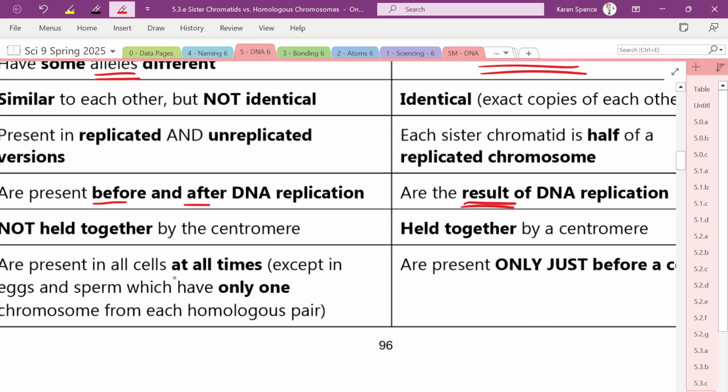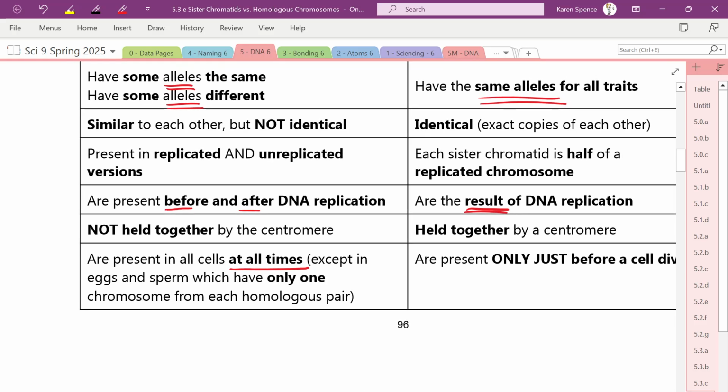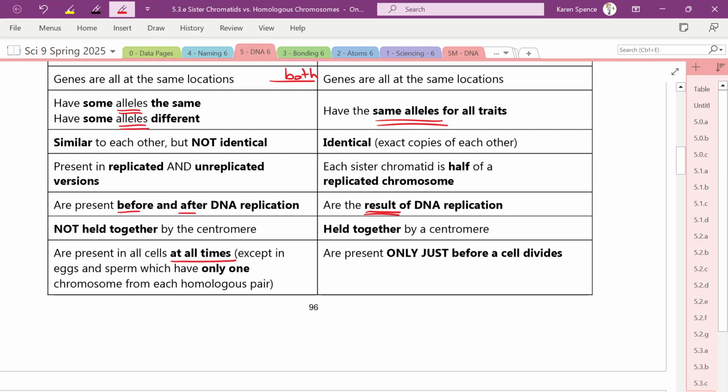Homologous chromosomes are present at all times, except in egg and sperm, which have only 1 chromosome. And the sister chromatids are only present just before the cell divides, because it's after they make a copy that you have the two sister chromatids. Okay?